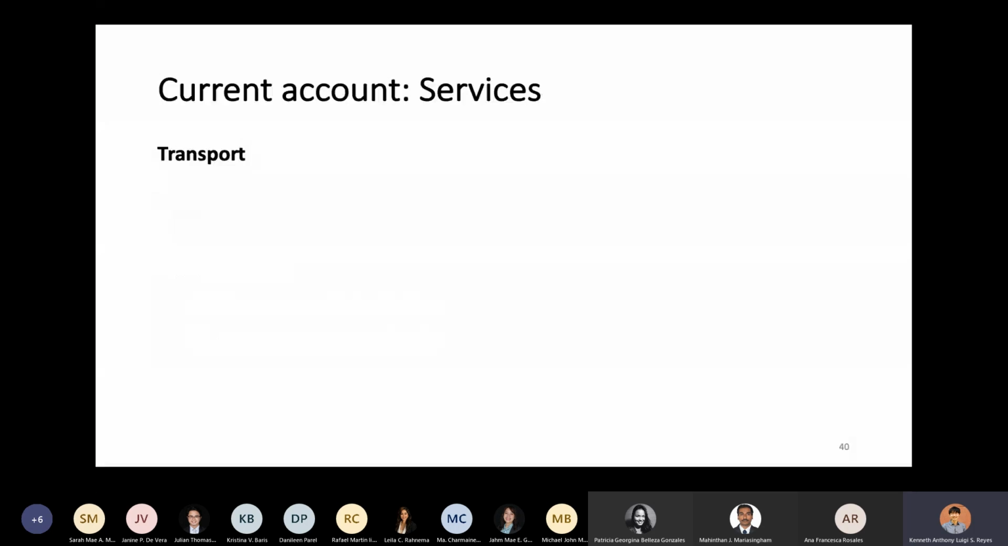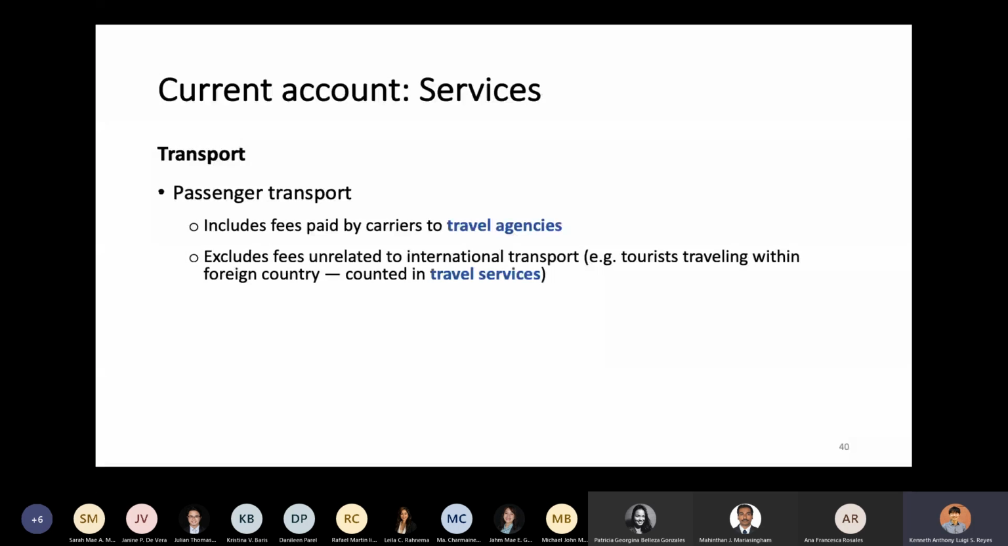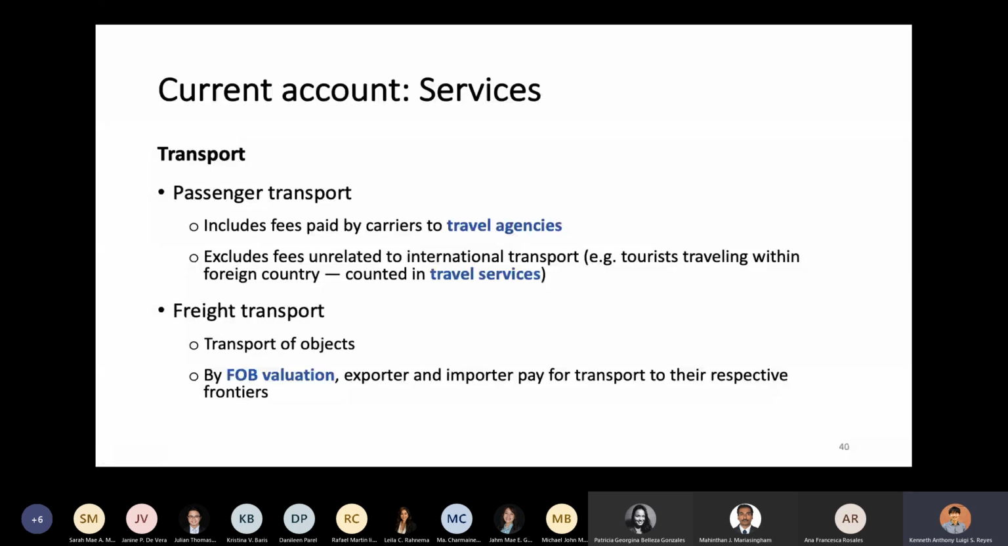Passenger transport includes fees paid by carriers to travel agencies, but it excludes fees unrelated to international transport. So, for example, if you're a tourist and you hire a cab within the country itself, that will not be counted under transport services. Instead, it will be counted under travel services. For freight transport, these are the transport of goods.